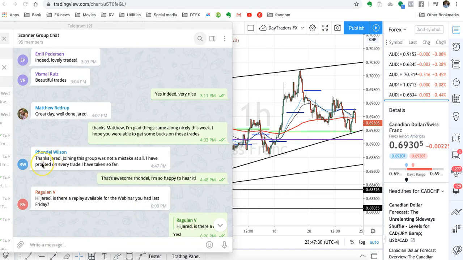Rondell here just joined the group with us, and everybody is having a great time. We're just having a good time. You can see Emil here. Lovely trades, Bismol, beautiful trades, great trades.